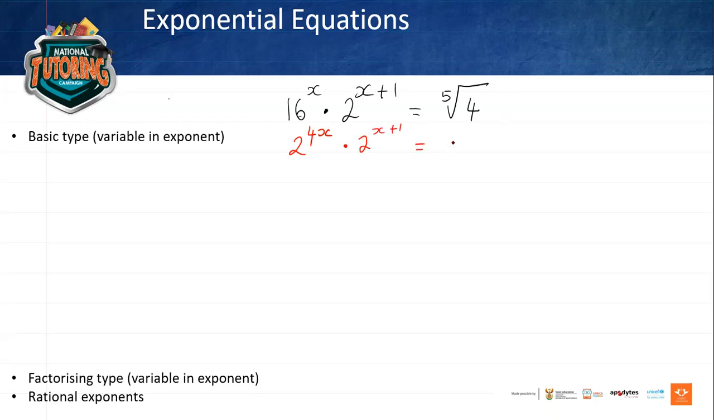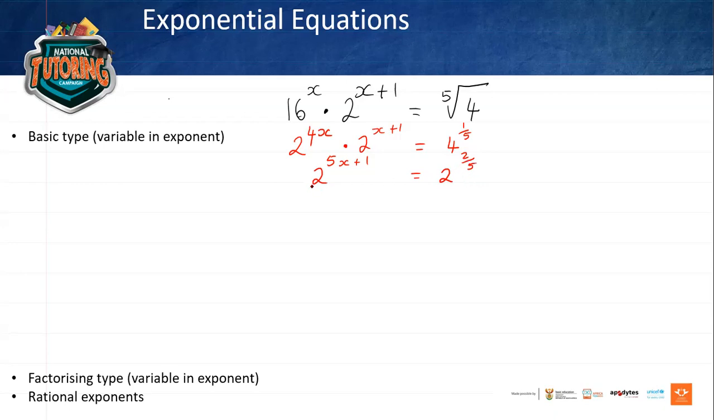And on this side, I want to rewrite my surd with an exponent. So we can rewrite this as 4 to the 1/5. I can use my multiplication law, which says if the bases are the same, you add the exponents. So I'm going to get 2 to the 5x plus 1. And on this side, I want to rewrite my base with a base of 2. Now 4 is 2 squared. So I get 2 to the power of 2/5.